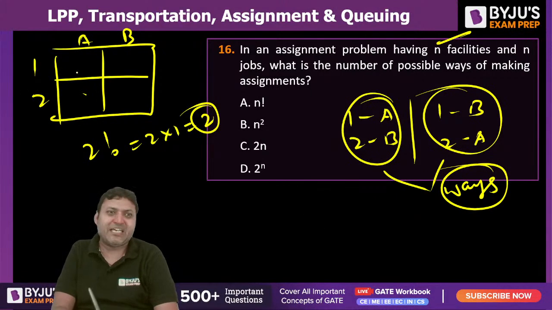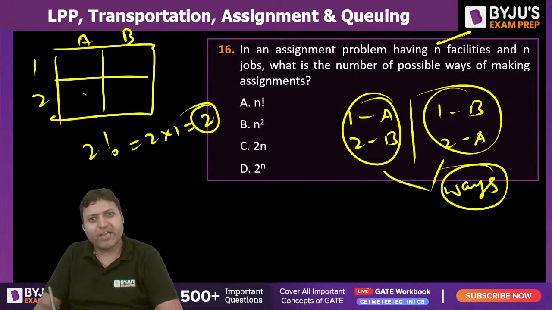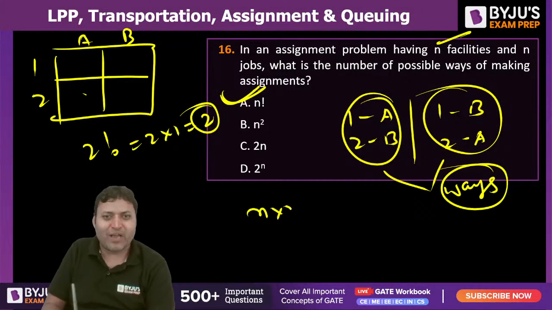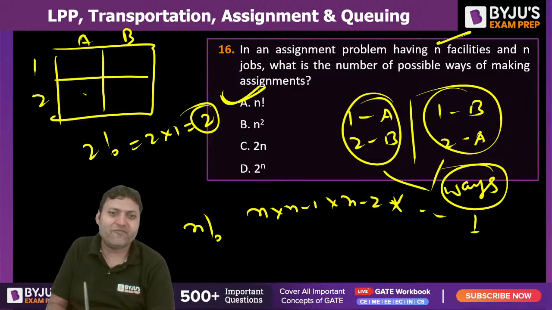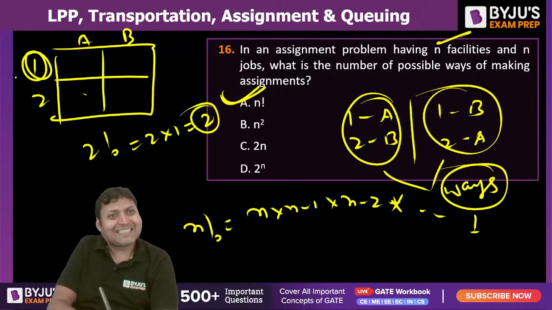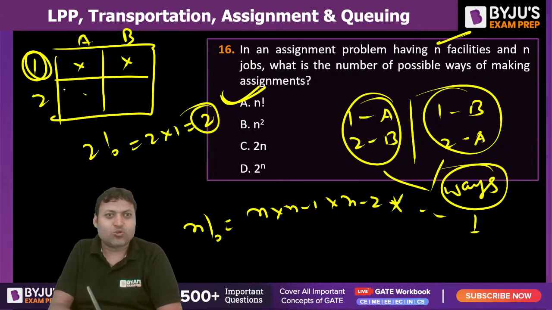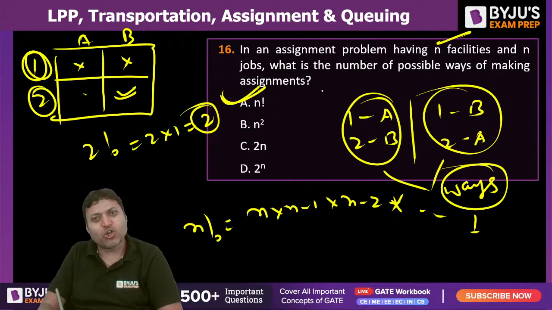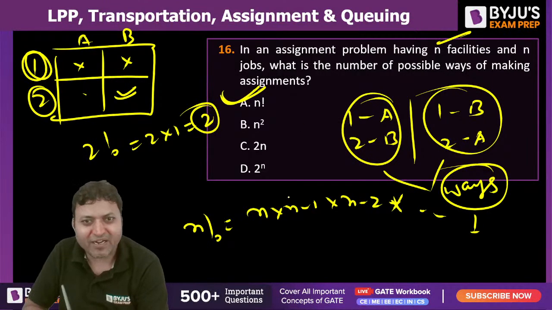One job is assigned to machine A and 2 is assigned to machine B, or 1 is assigned to B and 2 is assigned to A. So it will be n factorial, n into n minus 1, and so on. How can we find it out? For assigning job 1, there are two options. Then for the second job, there is only one option. So 2 into 1. Similarly, for n jobs and n machines, it is n factorial, n into n minus 1 and so on.